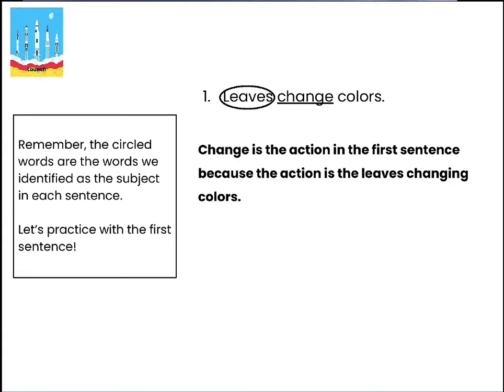Let's practice with the first sentence. Number 1, leaves change colors. Change is the action in the first sentence because the action is the leaves changing colors. So we're going to underline the action. So change is underlined.